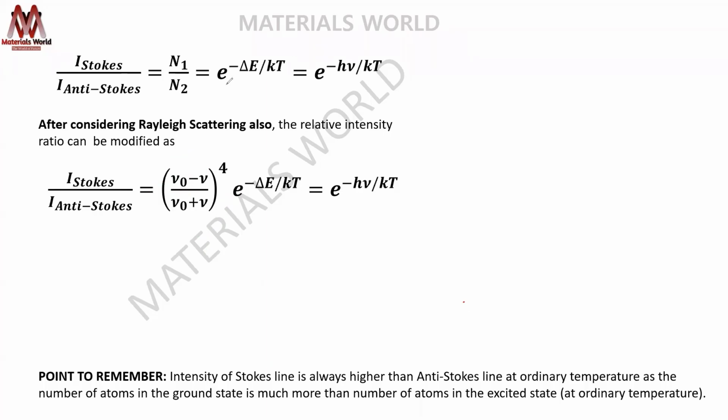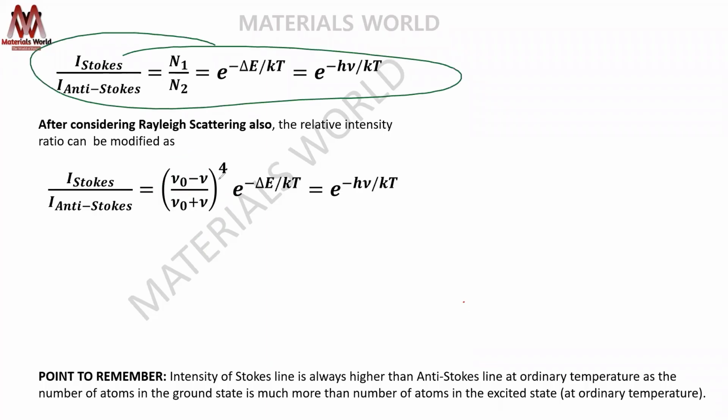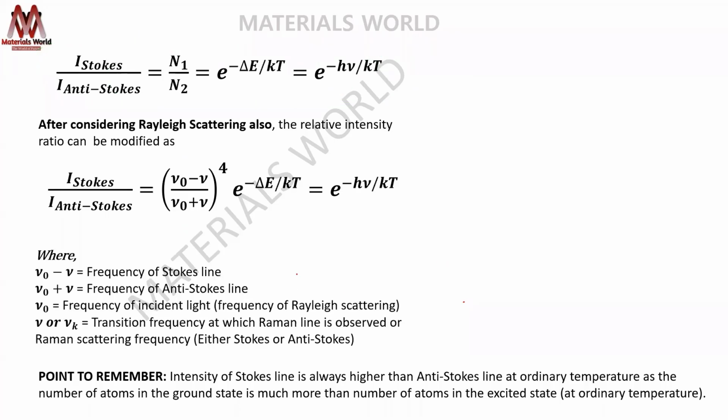So your GATE question can be solved using this one. There is no mention of incident frequency and all. Means the incident frequency is not given, so you don't need to consider that. So you can solve using this also. Anyway, I have already given this one.